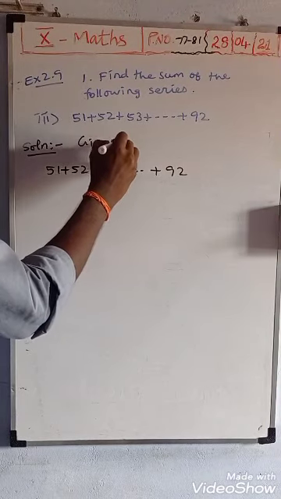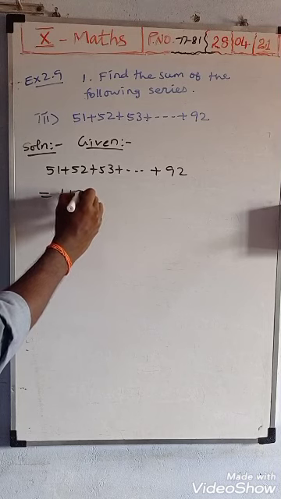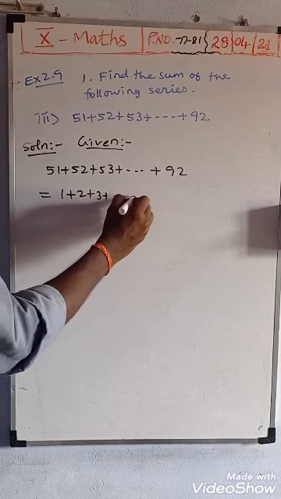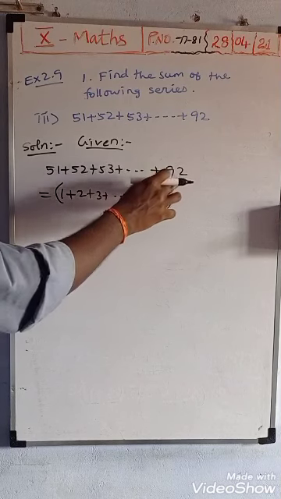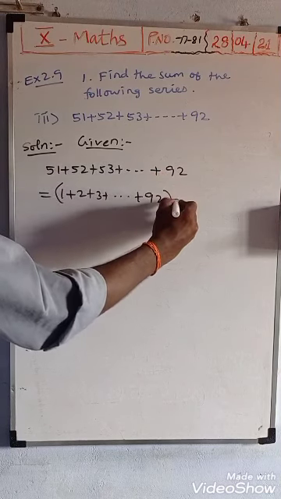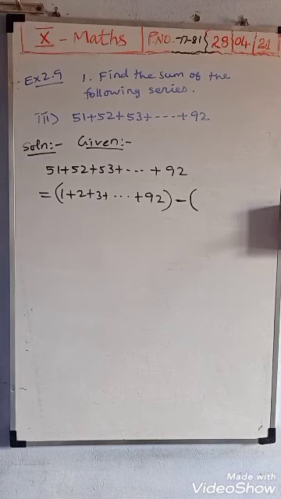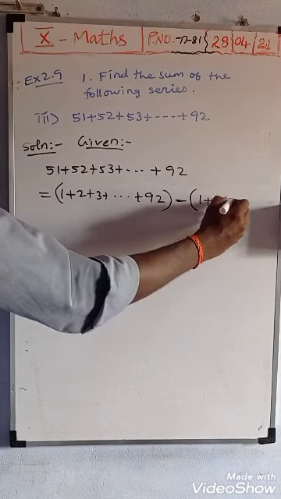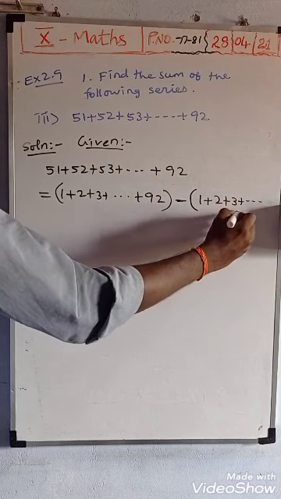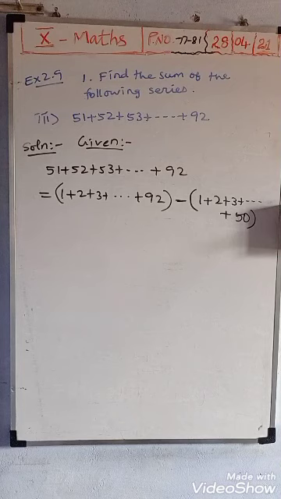We can change it as, okay, first you should start with 1: 1 plus 2 plus 3 plus up to etc. plus 92. So you should start at 1 and add up to 92. Then minus, you should subtract the terms that are missing. How many terms are missing? Terms 1 to 50 are missing, that means 1 plus 2 plus 3 plus up to etc. plus 50. Okay, 50 terms should be subtracted, and we will get the exact answer.